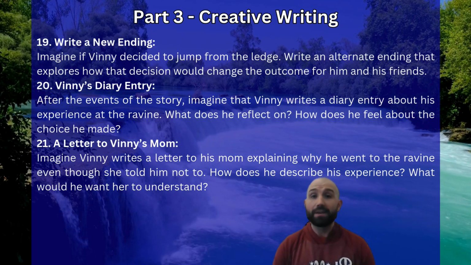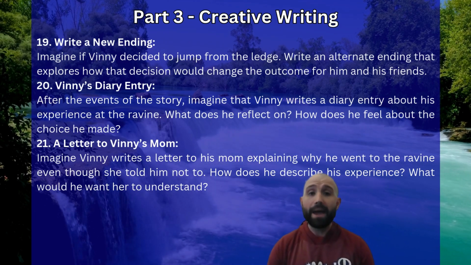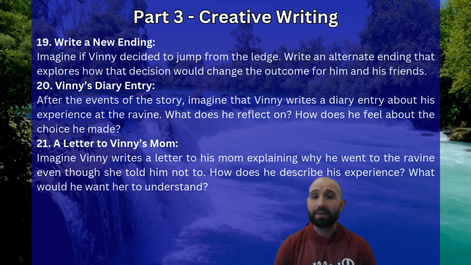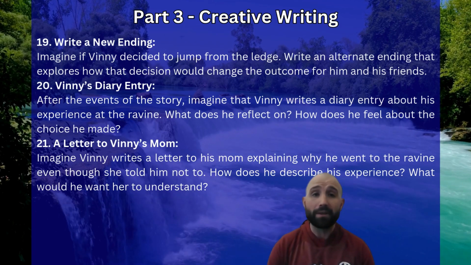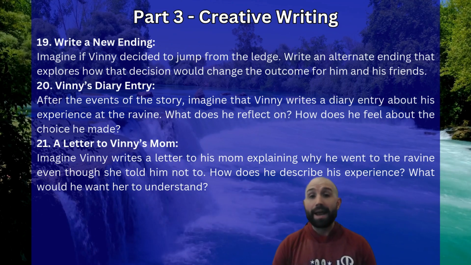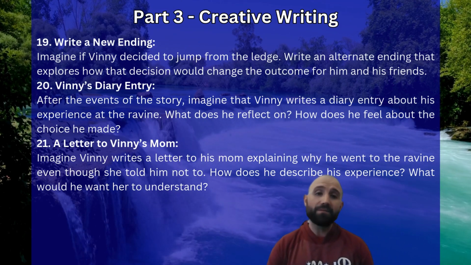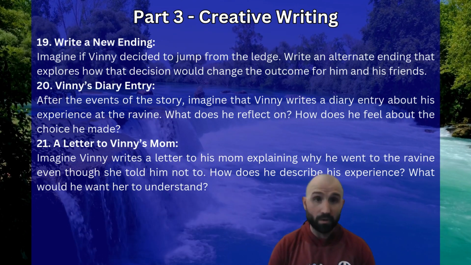Number 20, Vinny's diary entry or journal entry. After the events of the story, imagine that Vinny writes a diary entry about his experience at the ravine. What does he reflect on? How does he feel about the choice that he made? And number 21, a letter to Vinny's mom. Imagine Vinny writes a letter to his mom explaining why he went to the ravine even though she told him not to.